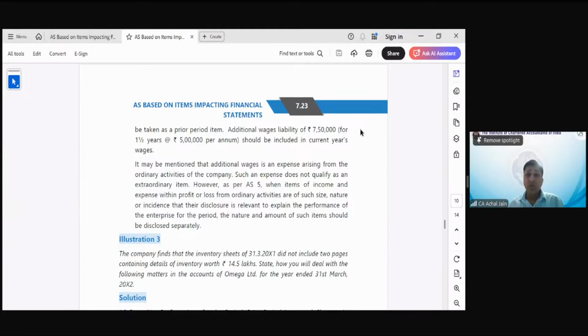While we went through this AS5, so can you tell me what all things we have discussed in AS5? What are the things that we covered in AS5? Net profit and loss in the period. Okay, what else? Fast and loud, please.